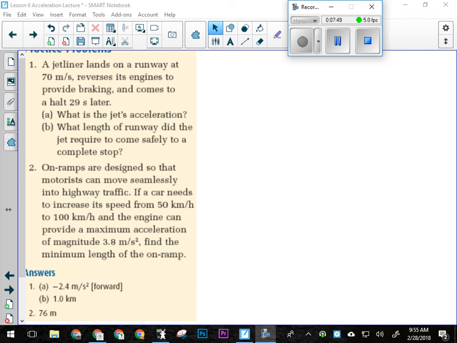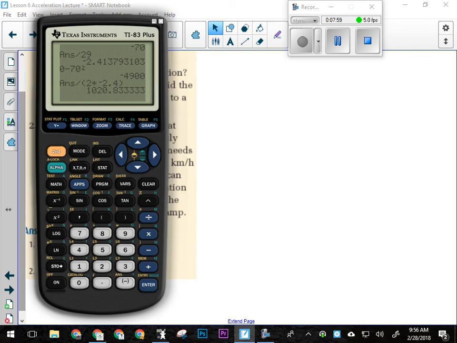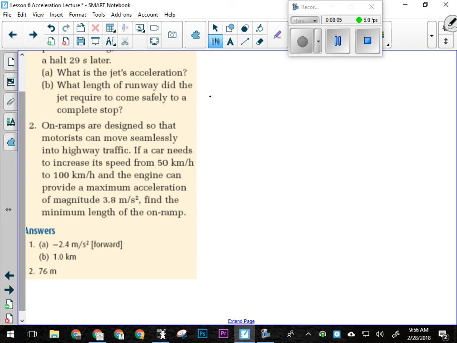All right, let's quickly look at the last one here, guys. So we got these on-ramps that are designed so motorists can move seamlessly into highway traffic. They want to increase from 50 kilometers per hour, which I have to have in meters per second, so we're looking at 13.8 repeating. So VI is 13.8 repeating meters per second. Their final velocity needs to be 100 kilometers per hour, which is 27.7 repeating meters per second.